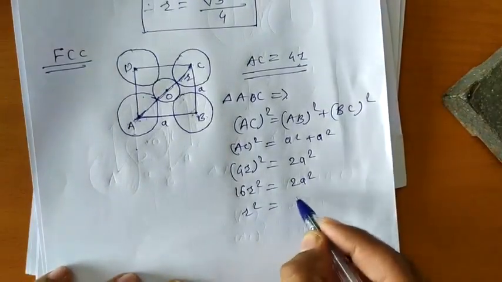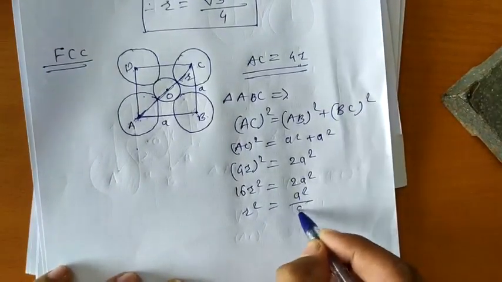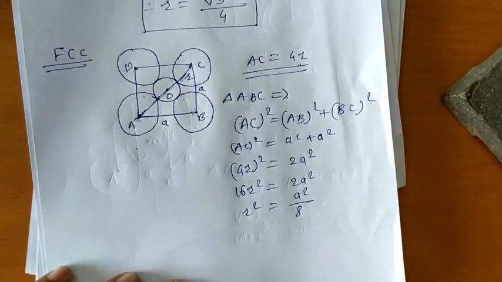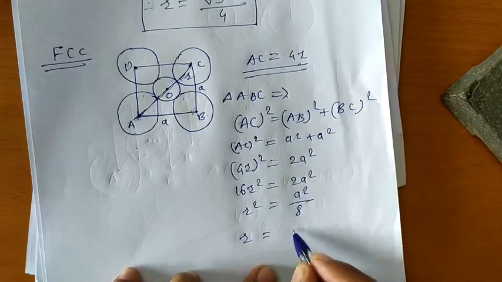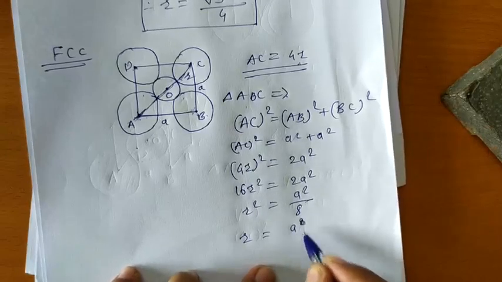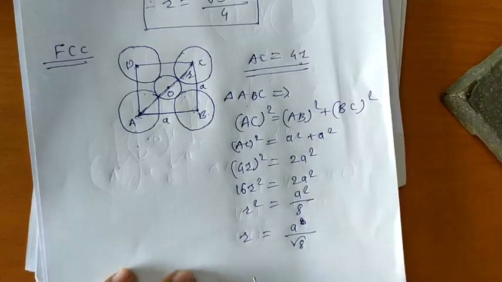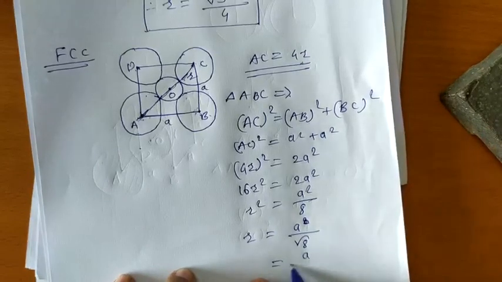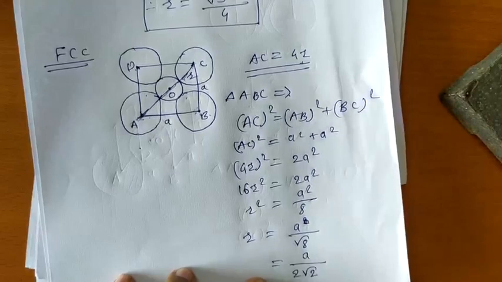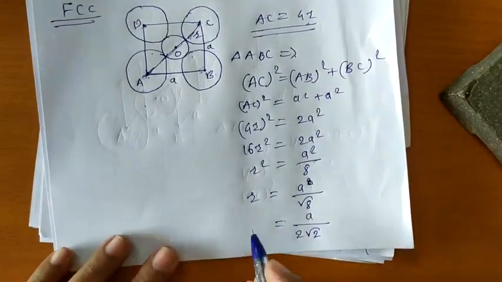16R square equals twice A square. Therefore, R square equals A square by 8. Therefore, R must be equal to A upon root 8. And root 8 can be expressed as twice root 2, so R equals A upon twice root 2.